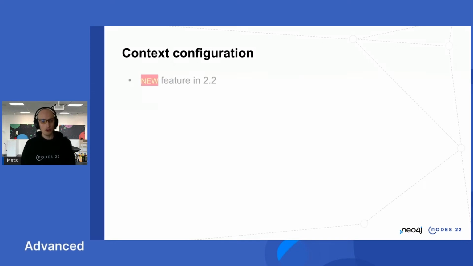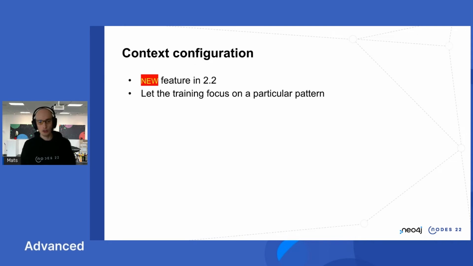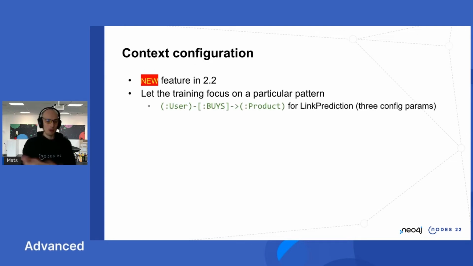And the context configuration that I talked about a little on the previous slide is a new feature in 2.2. Let the training focus on a particular pattern. Here is an example of a pattern, the one I explained with words a minute or two ago. For example, this is what it might look like for link prediction. And then you would say source node label user, target relationship type is buys, and the target node label is product in this example. And for node pipelines, you would give a set of target labels, for example. These are the ones you should look at when doing predictions.